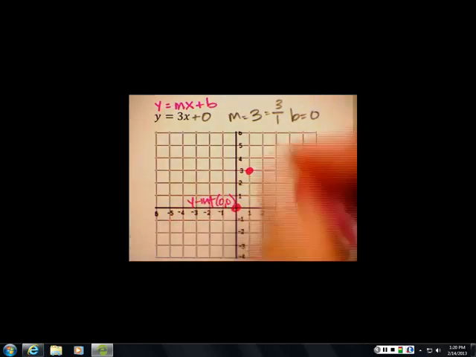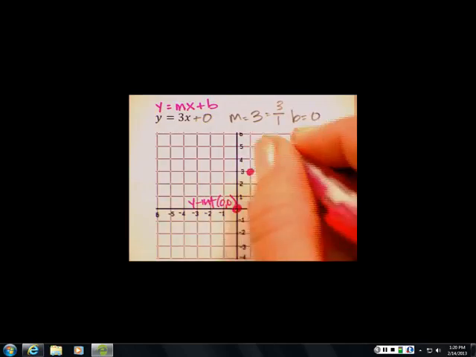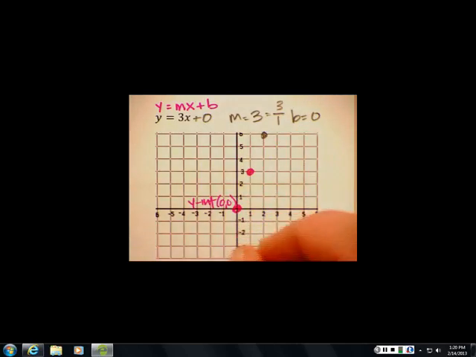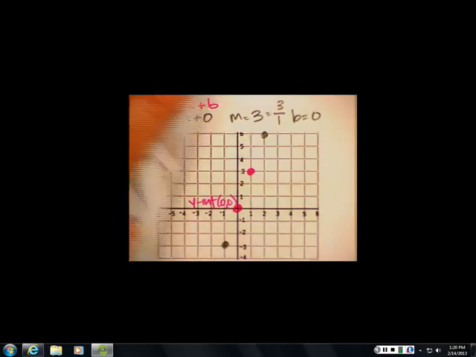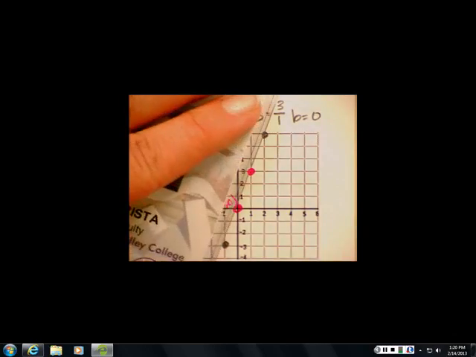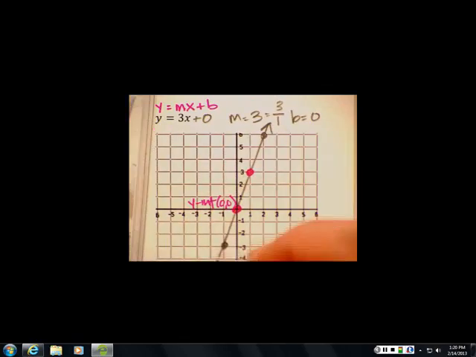And we're going to extend this all the way across, up 3 again, right 1. I can go down 3 and left 1. I grab my straight edge and draw my line. Let's take a look at the next example.